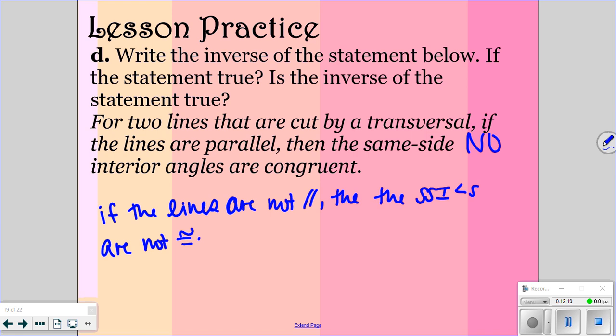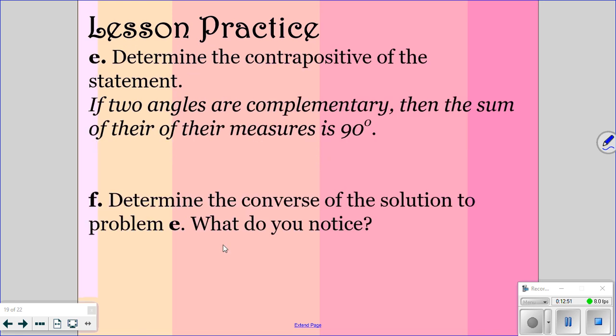And then it says the inverse. If the lines are not parallel, then the same side interior angles are not congruent. This is not true either. Because if the lines are not parallel, the same side interior angles, we don't know if they're congruent or not. So it's not a true statement. They could be congruent. We don't know. We just know if they are parallel, then the same side interior angles are supplementary. Okay, so let's see if you can try these two. So y'all pause the video and then I will go over it.